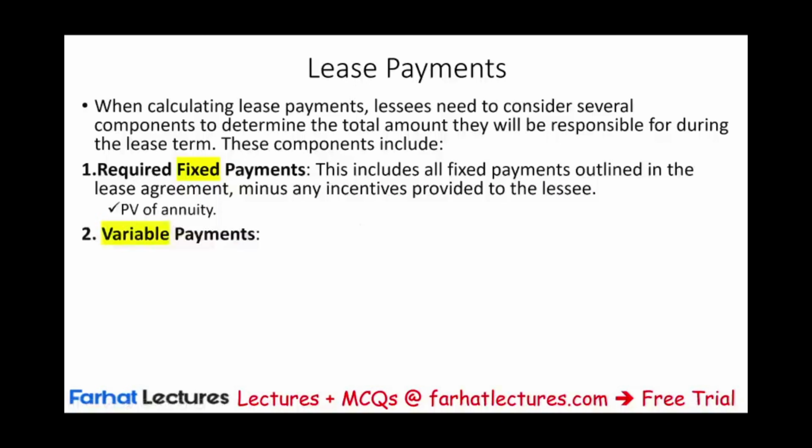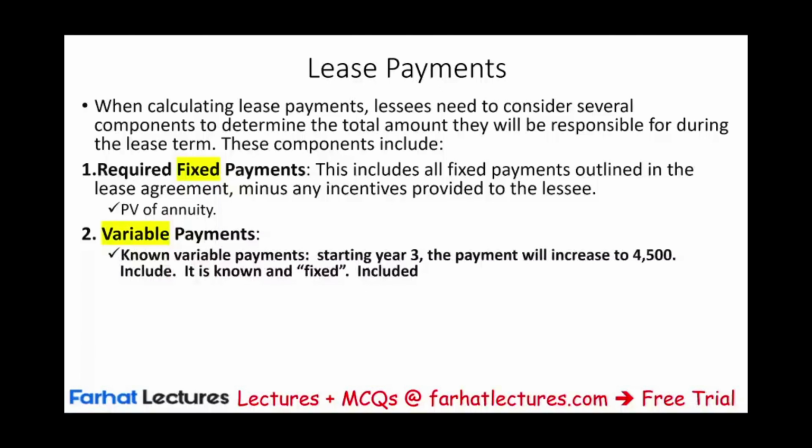The lease might also have variable payments. And we could have several types of variable payments. We could have known variable payments. What does that mean? Those known variable payments are quasi-fixed. For example, starting year 3, the payment will increase to $4,500. Let's assume the payment was $3,000. Then starting in year 3, they will increase your payment to $4,500. This payment is known. In a sense, it's part of the fixed payment, and it's included in the present value computation of the lease payments.